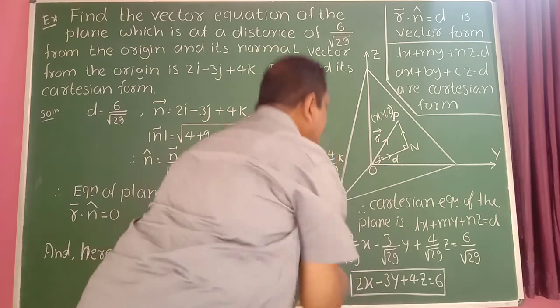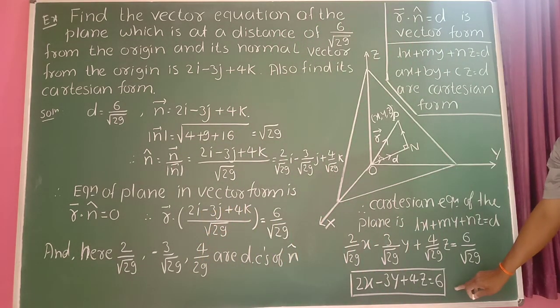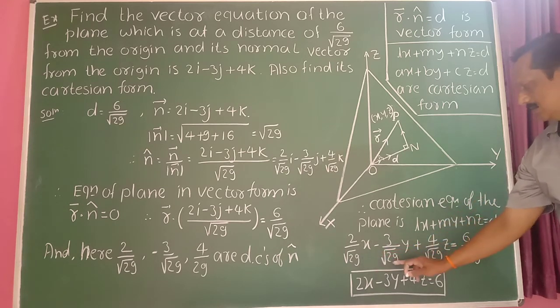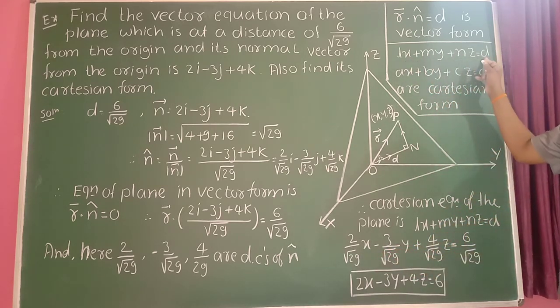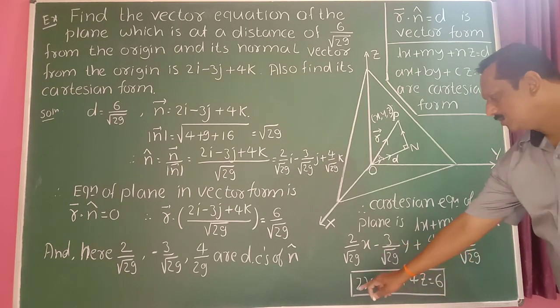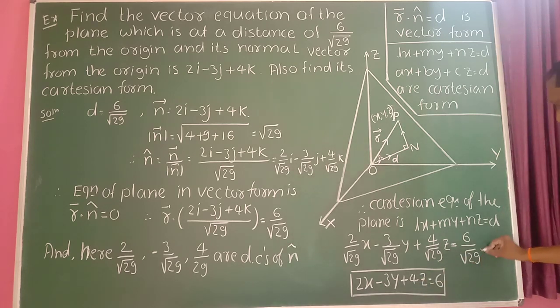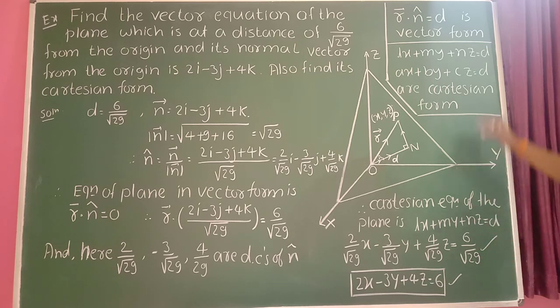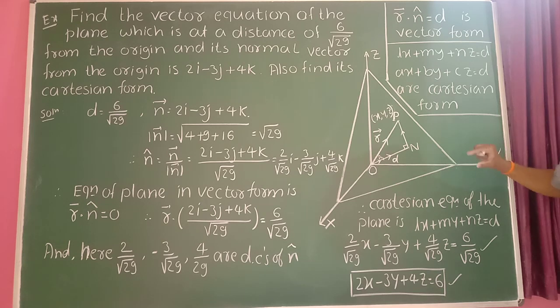So both are equations of a plane only. This is the equation of the plane, and this is also the equation of the plane. In lx plus my plus nz equal to d, these are direction cosines. And in this case, 2, minus 3, 4 are direction ratios. Both are equations of the plane, one in this form and the other in this form. So this is the solution.